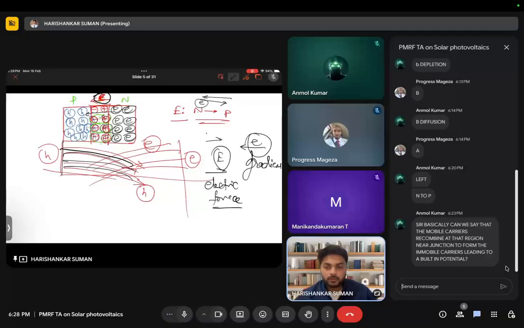Okay, without biasing. So this is the electric field, and due to the electric field, the built-in potential also develops.